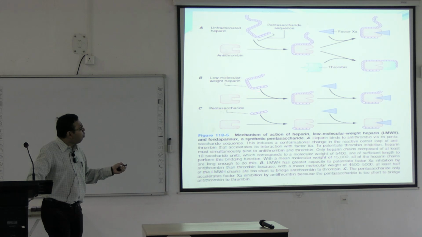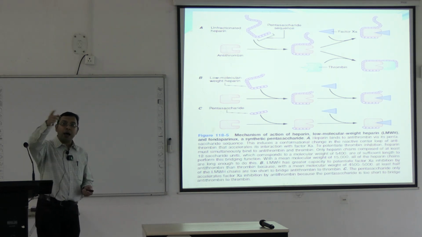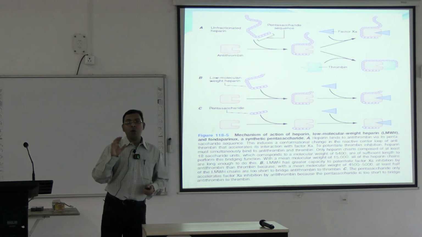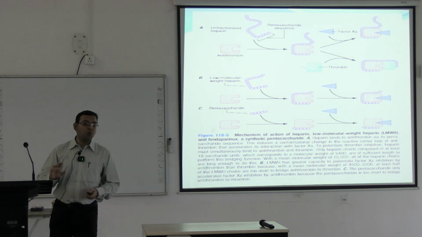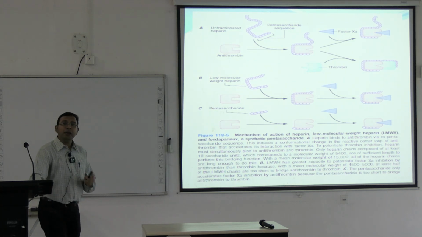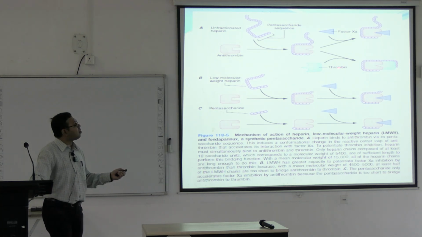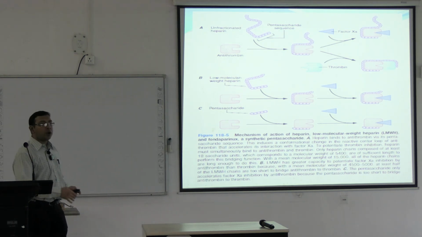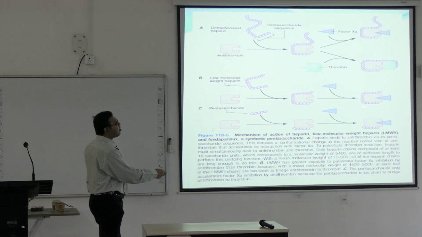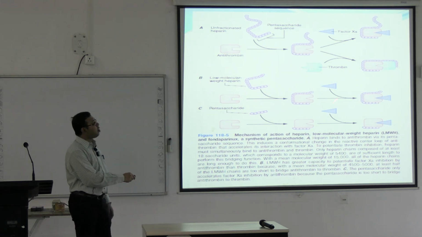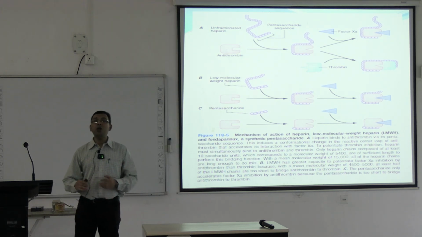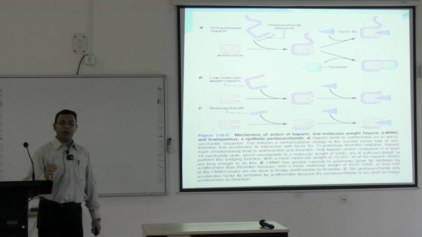But since this is a small molecule, it does not provide a long scaffolding around both the thrombin and antithrombin. That's why when a low molecular weight heparin is used, there will be no or minimal inhibition of the thrombin or factor 2A. So you can see when the low molecular weight heparin is used, there will be conformational change and the factor 10A is inhibited, but there will be no scaffolding like this. Large scaffolding is not present. That's why thrombin inhibition will not happen or will happen very minimally.